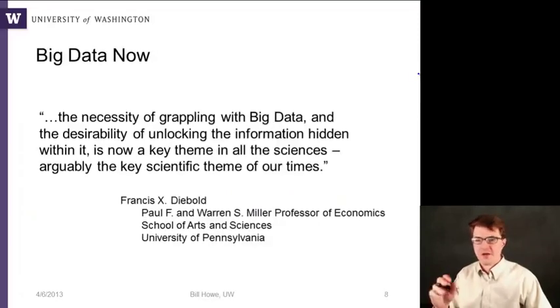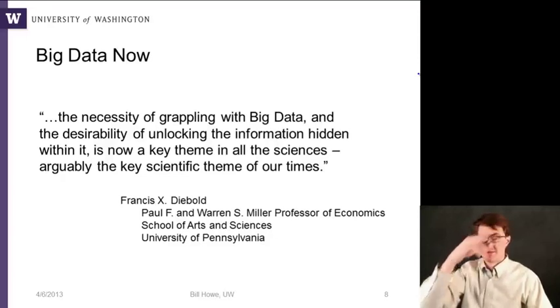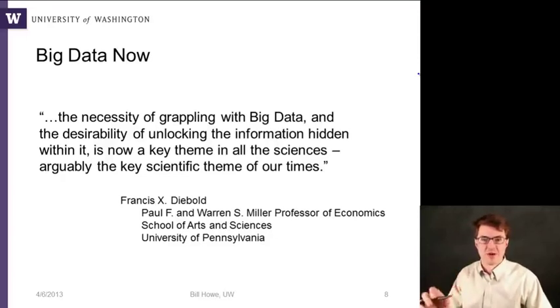All right, so just another quote about big data today, where we're trying to capture exactly how it is being used. "The necessity of grappling with big data and the desirability of unlocking the information hidden within it is now a key theme in all the sciences." And, you know, I like this, arguably the key scientific theme of our times. And so we've talked about science, and I think what's going on in science is more or less equivalent to what's going on in business. And so I think this is nice, right? It's really maybe the key problem across all fields: unlocking what's going on inside big data, extracting value out of big data.